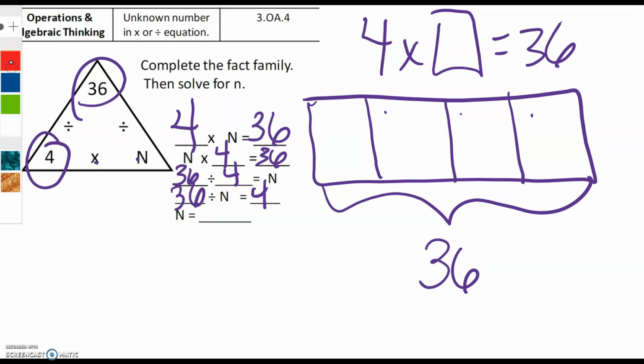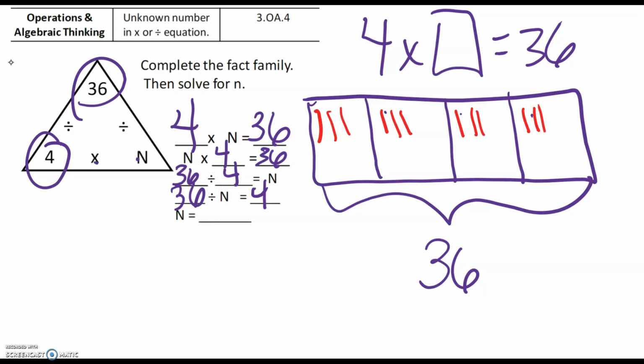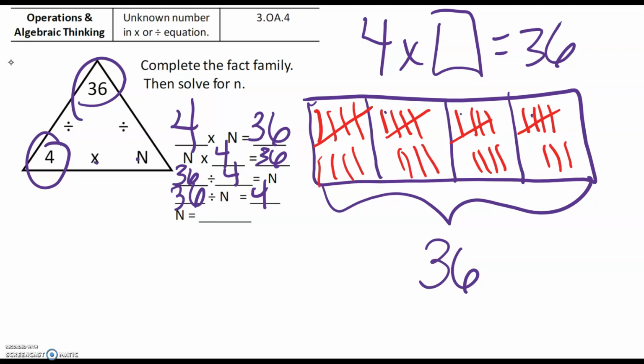Now I can take my 36 objects, and I'm going to divide or share them equally until I have nothing left. All that means is I'm going to go 1, 2, 3, and so on, up to 35, and 36. Counted up, 36, but I broke them up into 4 equal groups.